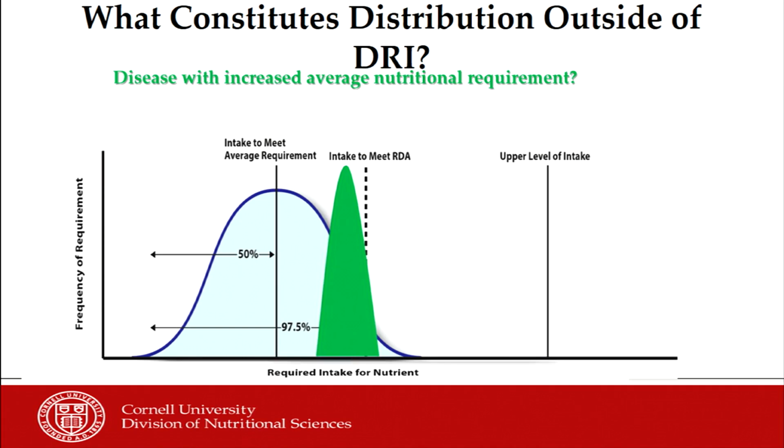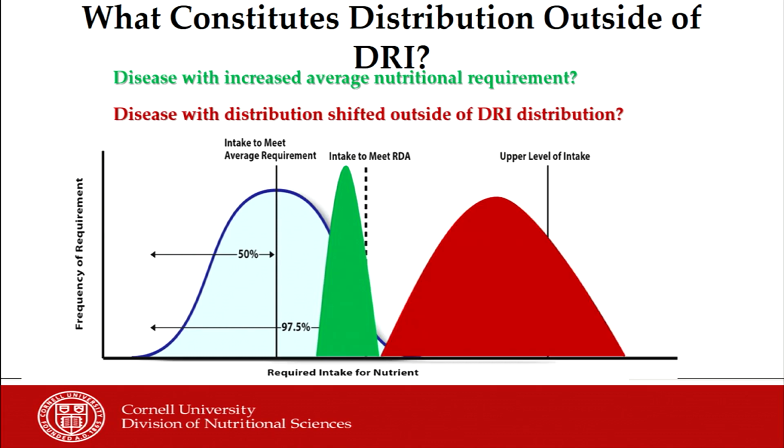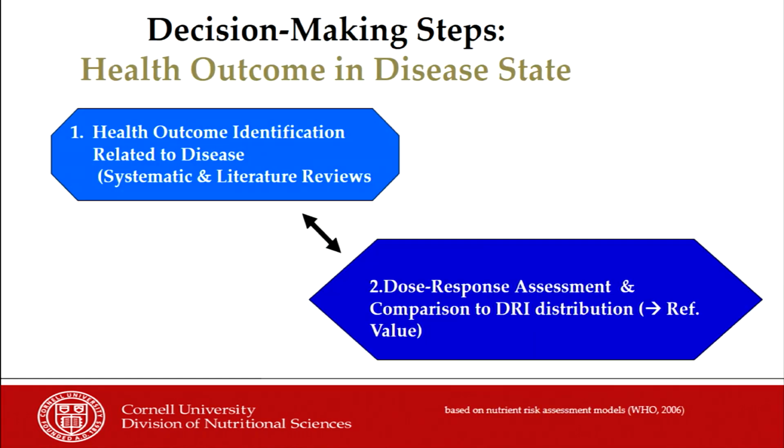So what constitutes a distribution outside the DRI? Shown in green here, again, as an example, is a disease distribution that might fall within the DRIs, and that's perfectly reasonable and could happen. So it doesn't necessarily constitute a special nutritional requirement. In contrast, you might have distributions of requirements that are higher and require a higher recommended allowance, or you might have distributions of requirements that are lower and require a lower recommended dietary allowance. That is all possible and needs to be determined for each.